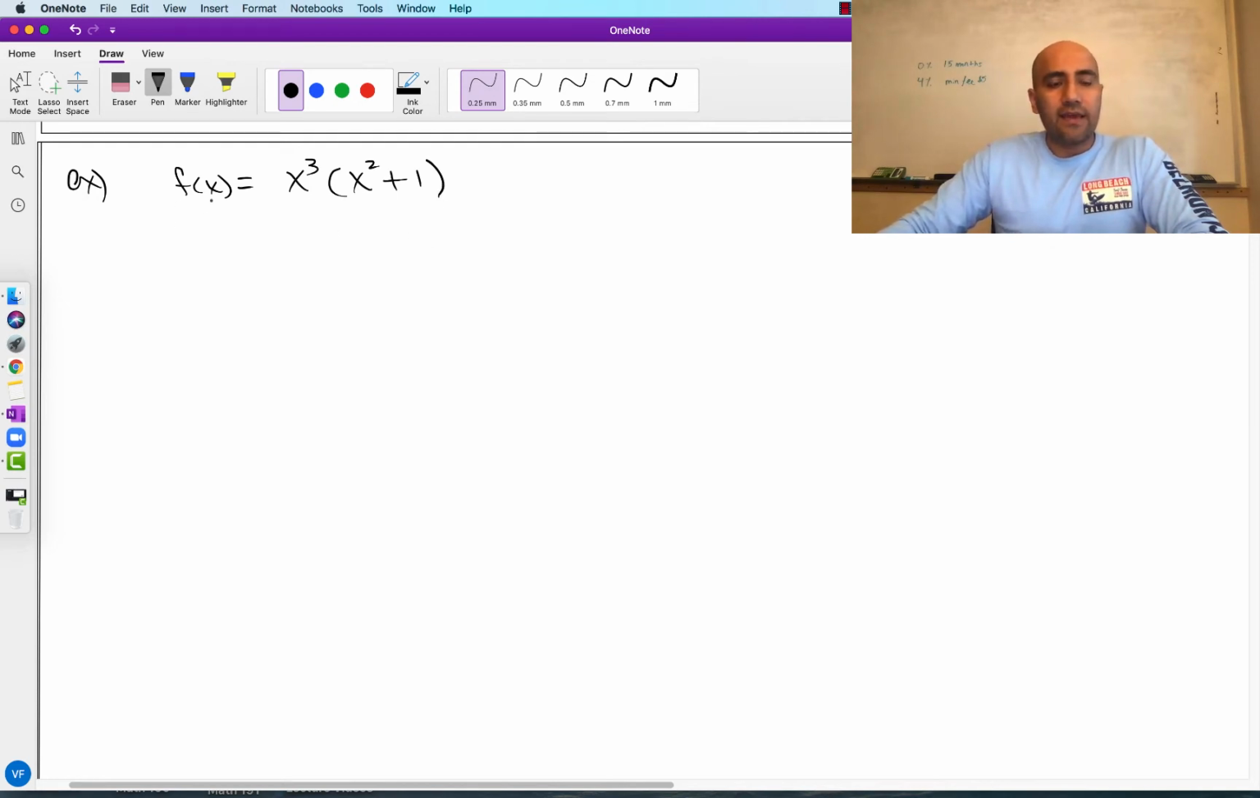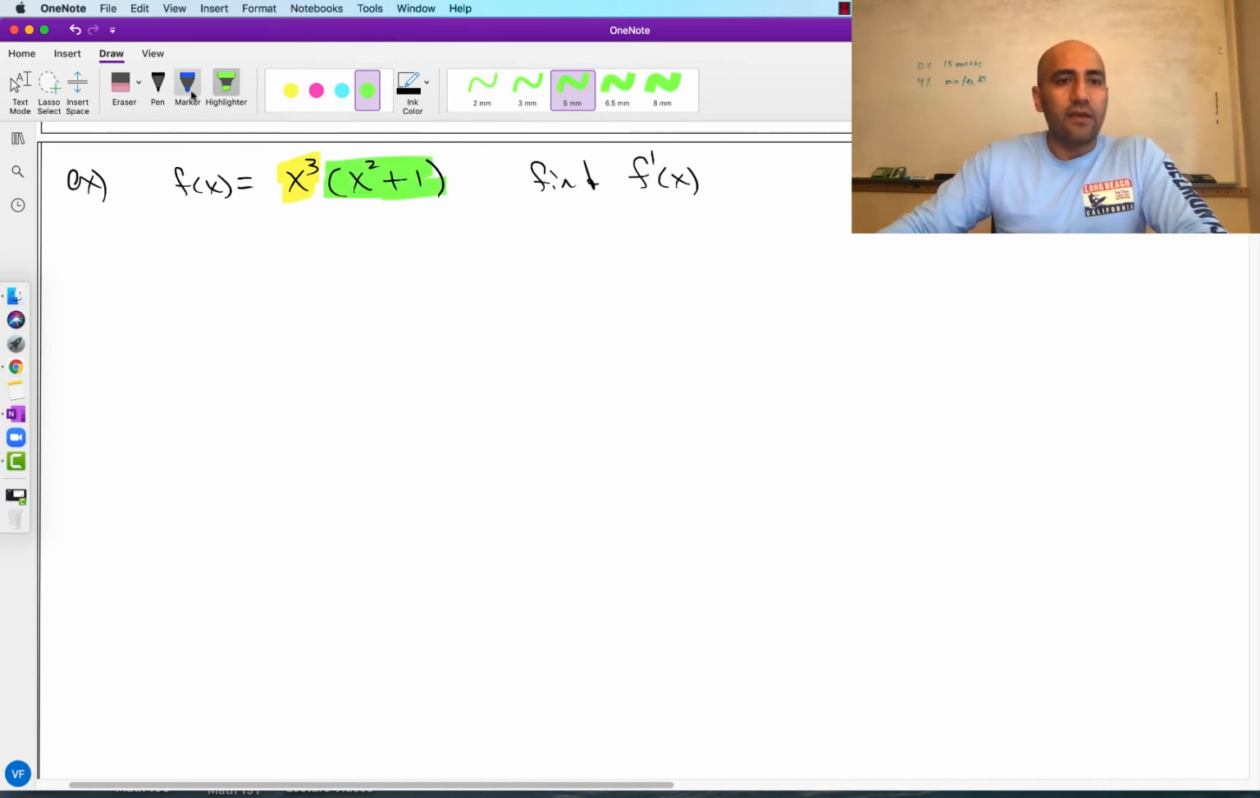So let's say that this is the given function and we're asked to find f prime of x. Okay, so we follow our product rule. We're going to think of this as one function, and we're going to think of this as another function, and they're being multiplied together.